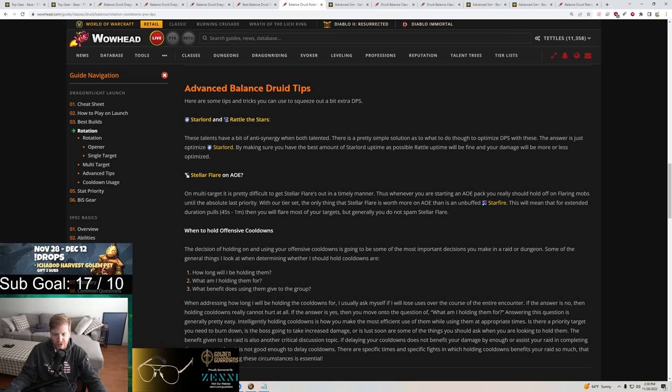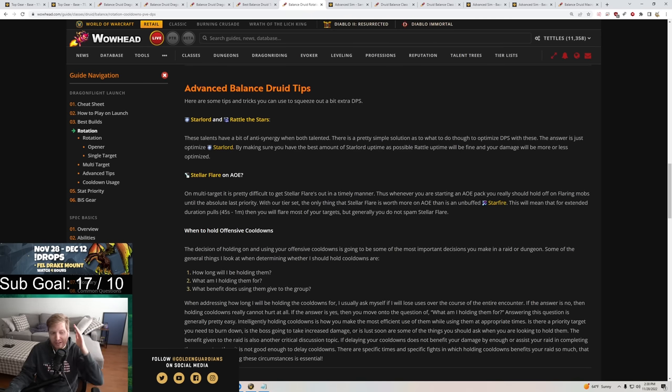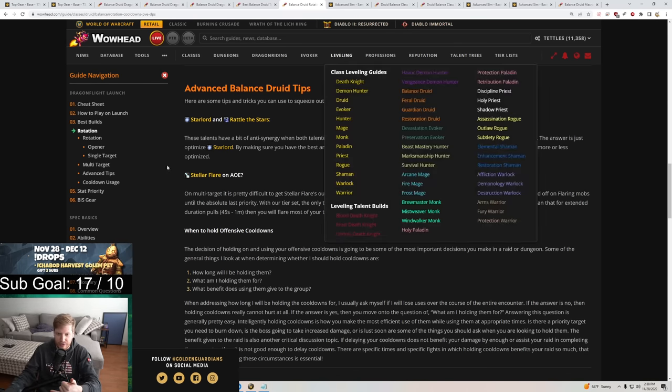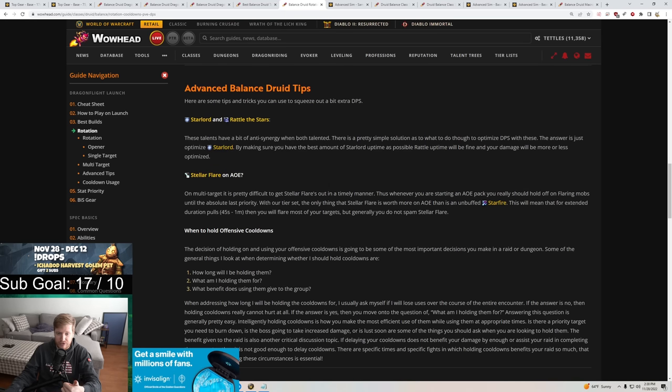This does result in you Stellar Flaring a lot. You end up Stellar Flaring up to like 20 mobs if you can afford the globals, you have enough target count, and the pack is lasting long enough. You're going to flare basically as many targets as you reasonably can. This is due to the Astral Power generation from the Stellar Flare talent, because it generates 8 Astral Power, which is pretty good. On top of that, it gives you more Orbital Bombardment and Shooting Stars procs.